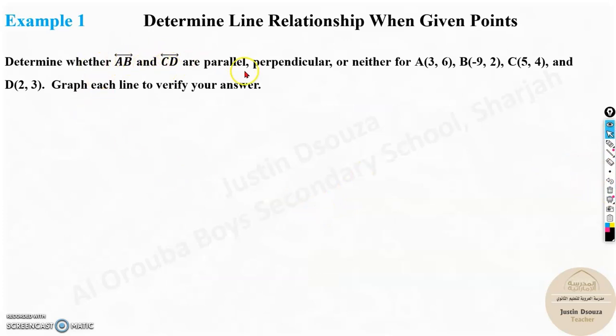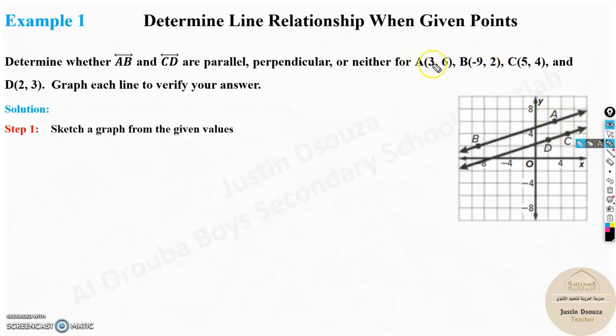Determine whether line AB and line CD are parallel, perpendicular, or neither. For A, the point A is at 3,6, B is at minus 9,2, C is at 5,4, and D is at 2,3. Graph each line to verify your answer. So first we need to graph. This is the x-axis, the horizontal, and y the vertical. Over here the scale is 2, 4, 6, so 3 is somewhere over here and the 6 is over here, so this is the first point A. B is minus 9 over here and 2 is over here, so B. And then draw a straight line between those two points. Same way for C. C is 5, that is somewhere over here, and 4, so this is the point. And D is 2 and 3, that is over here. Draw a straight line. You will get the two lines.